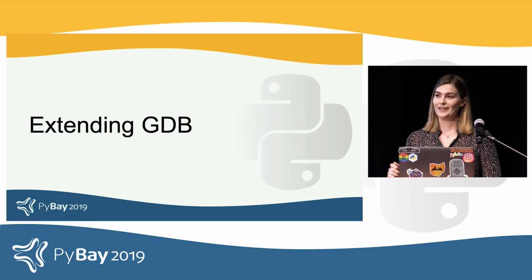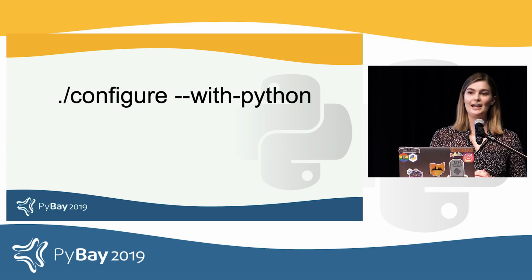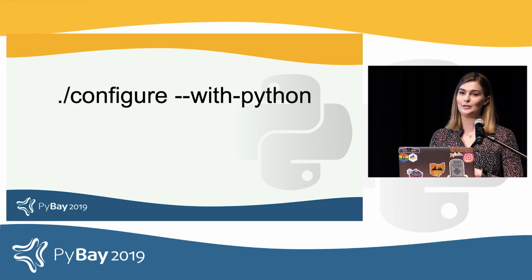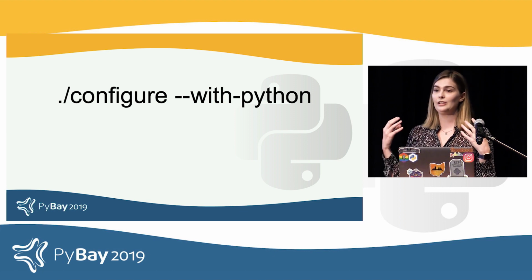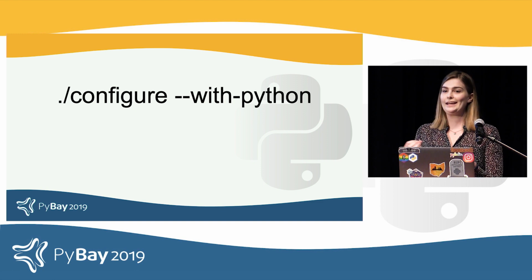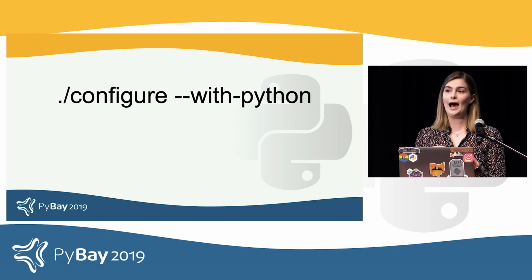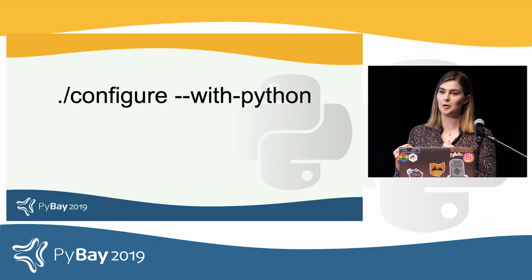Now we're going to talk about extending GDB with Python. First things first, out of the box, GDB cannot debug Python. That's because it doesn't understand the high-level C Python interpreter information about Python. It can see you have an object and that it's a pointer, but it doesn't know it's a PyObject. It doesn't know anything Python-y about that object.